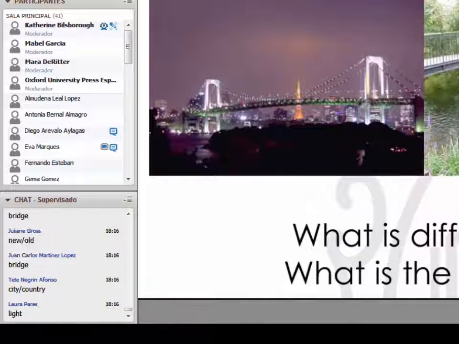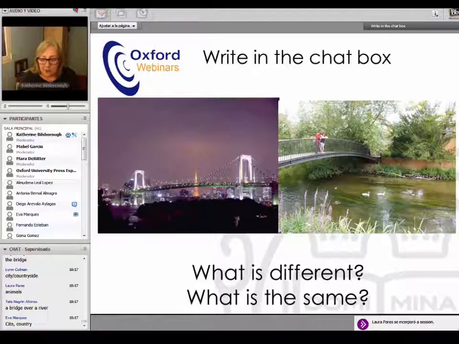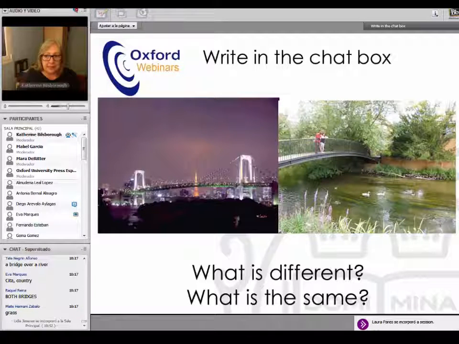So exactly, both of the pictures show bridges. In one it's daytime, one it's nighttime. Obviously these pictures are probably not appropriate or particularly exciting for primary age pupils, but I would say that you could probably use any two pictures from your course book to do this activity.